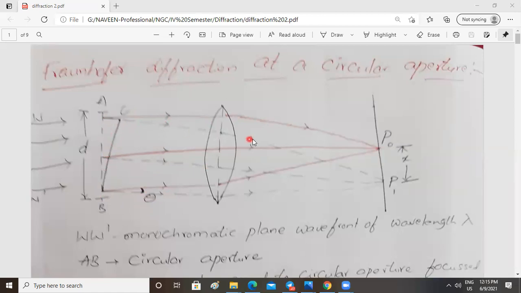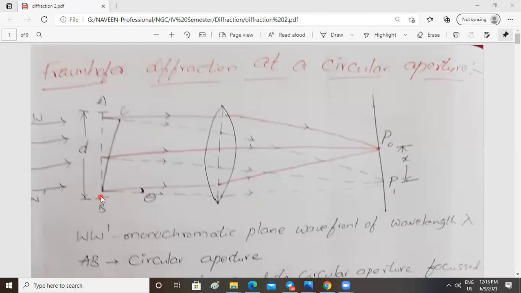Okay, these wavelets are reaching point P1. We need to know what type of fringe is at point P1, whether it is bright or dark. We can say that only if we calculate the path difference of the waves coming in this direction theta when they reach point P1.